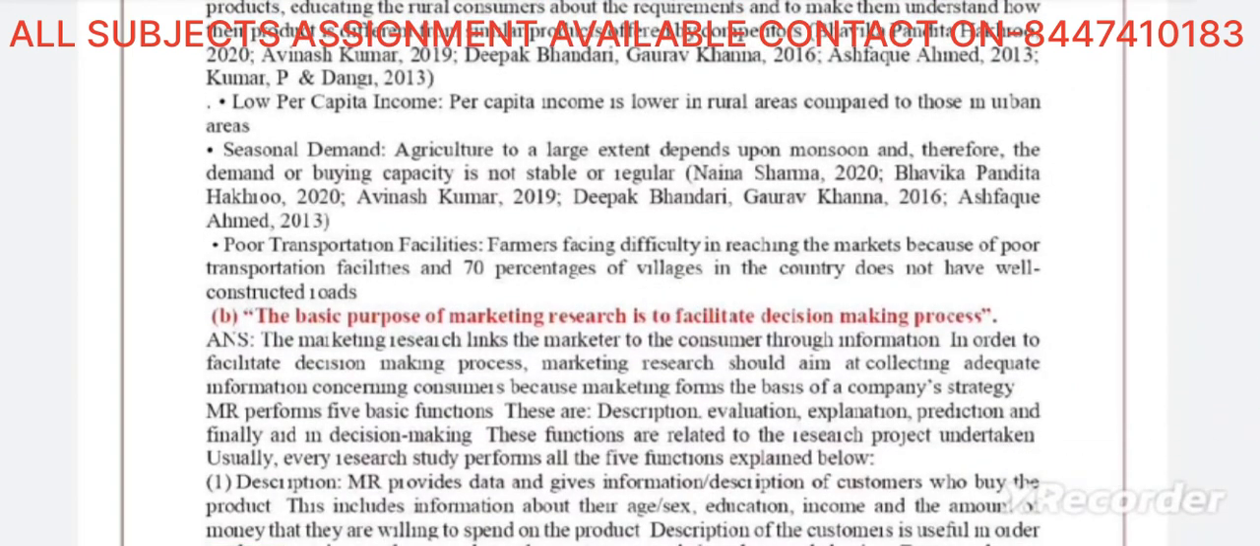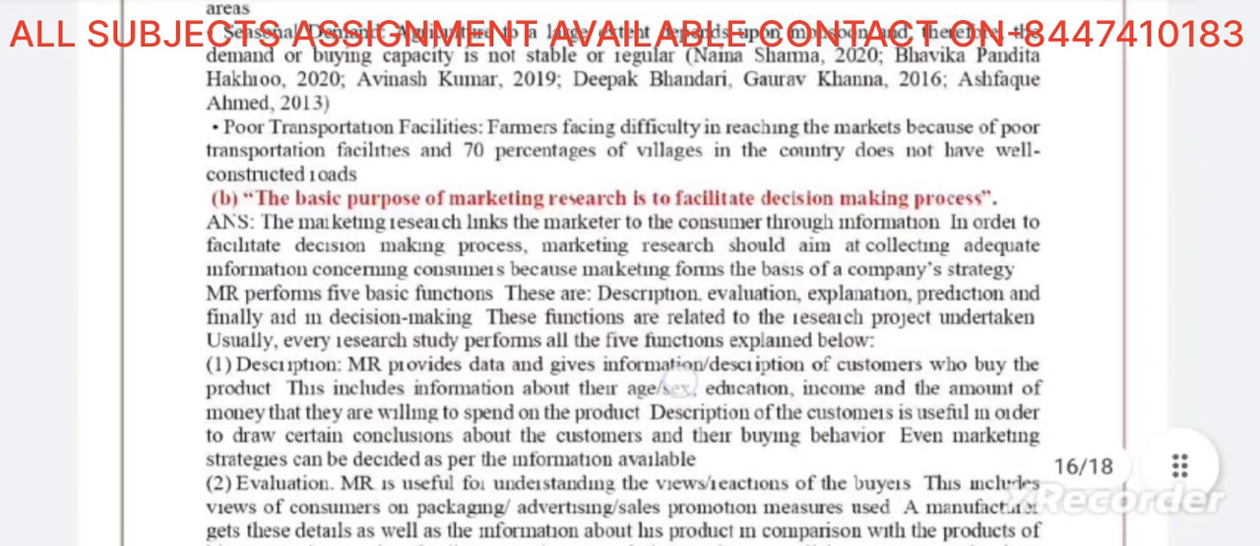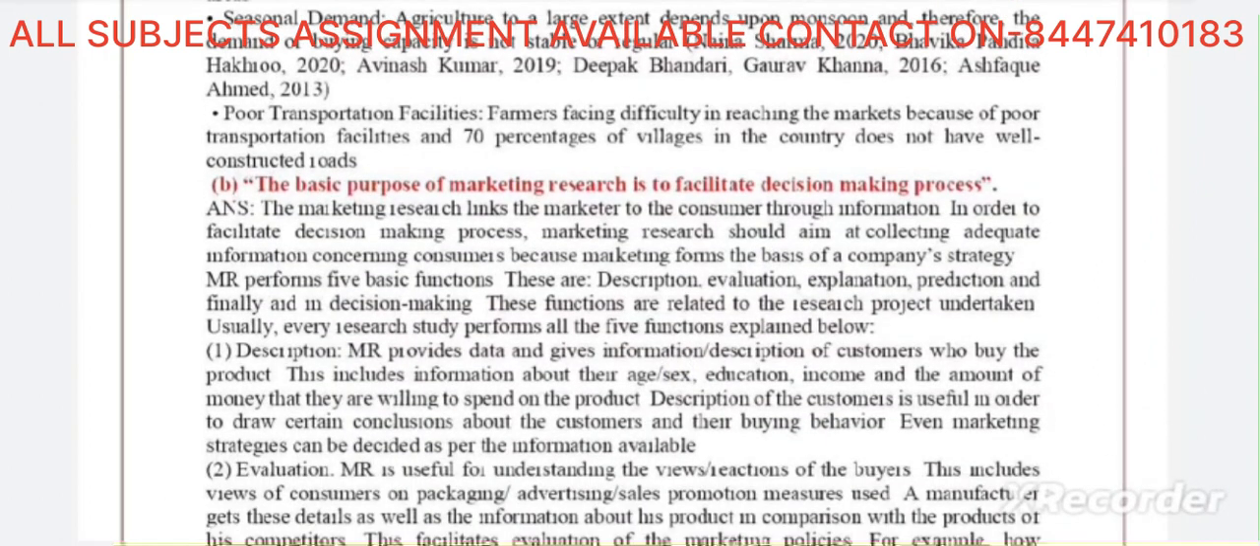Low per capita income: income is lower in rural areas compared to urban areas. Seasonal demand: agriculture to a large extent depends upon the monsoon, and therefore the demand or buying capacity is not stable or regular. Poor transportation facilities: farmers face difficulty in reaching the markets because of poor transportation, and 70% of villages in the country do not have well-constructed roads.